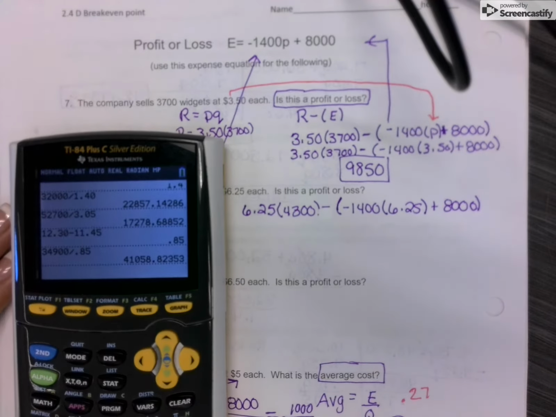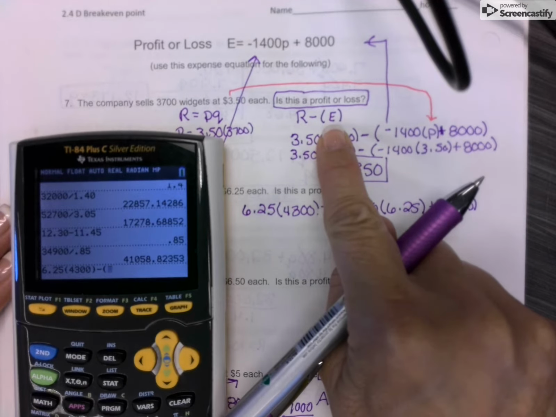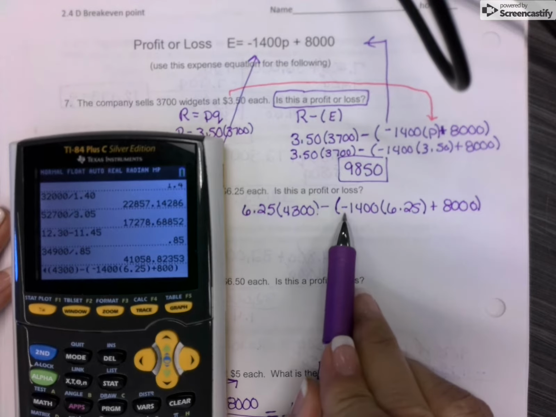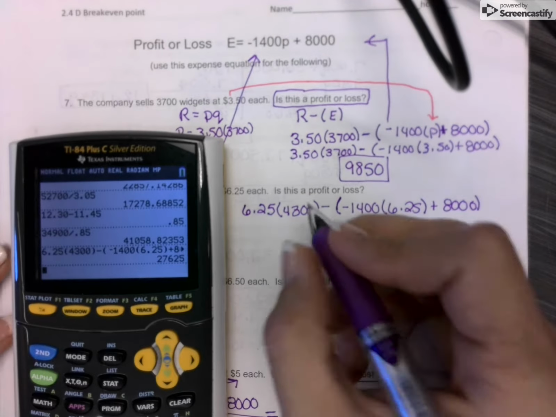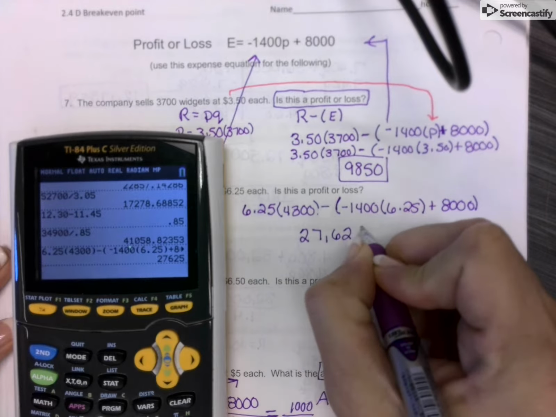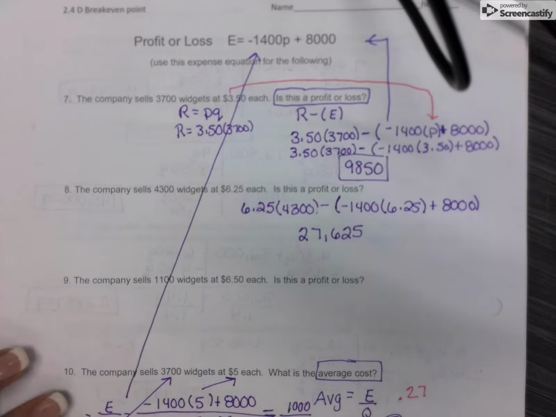And now just throw it in your calculator, just like you see it, $6.25 times the 4,300 widgets minus, it's very important that you put the expenses in our parentheses, negative 1,400. If you get an error on there, that just means that you put a minus 1,400 instead of a negative. So make sure that you're using a negative there. And we are making a really good profit of $27,625. Somebody verify? Yes? Thank you.